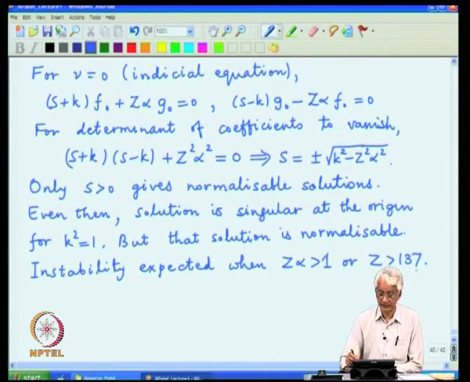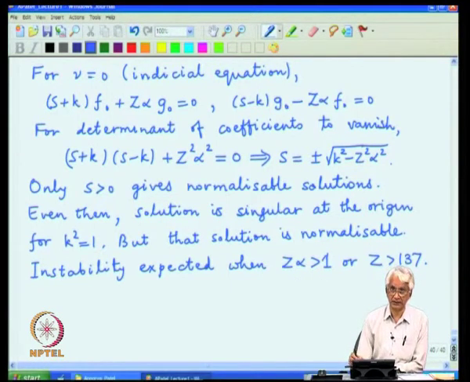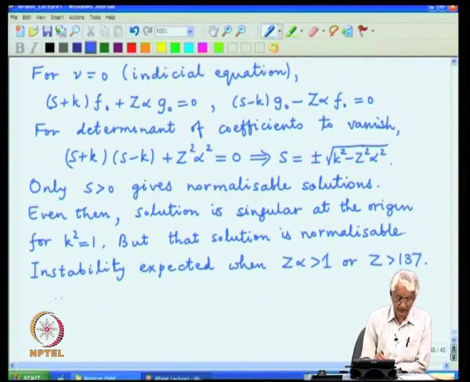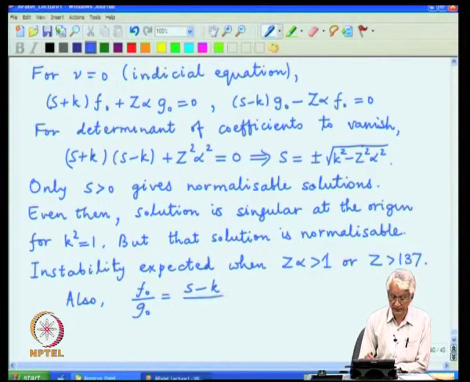And that happens in this particular case where z alpha is greater than 1, or nuclear charge is bigger than 137. So, that is the determination of this index S. It also gives the leading behavior of the ratio f0 and g0, which can be written as S minus k divided by z alpha.